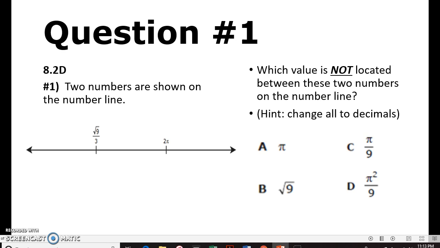Question number 1. Two numbers are shown on the number line. Which value is not located between these two numbers on the number line? Hint: change all to decimals.